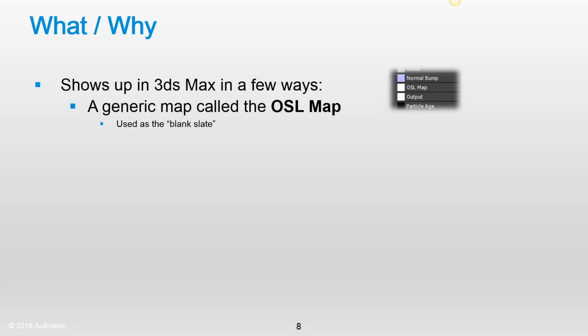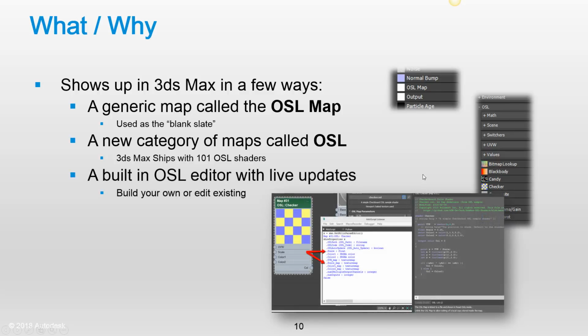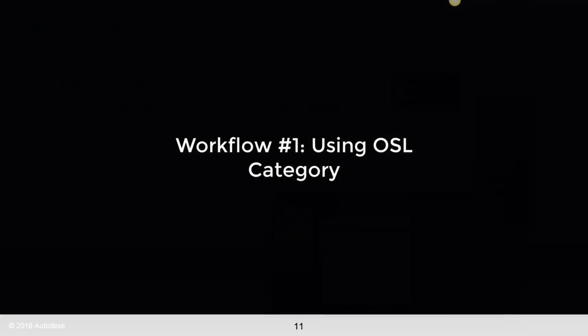So it shows up in Max basically three ways. We have the map called simply the OSL map, which is kind of the blank slate. Then we have a category of maps, which does exactly what I explained. It goes through, parses some directories, and populates all the shaders there into your material browser. And then, of course, we have the built-in OSL editor. So let me show what this looks like.